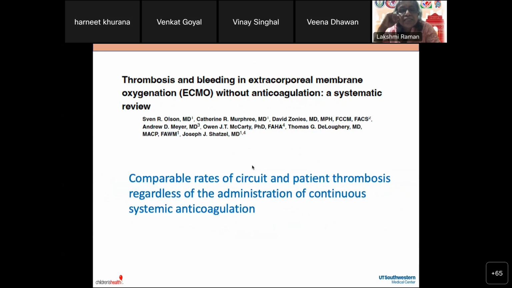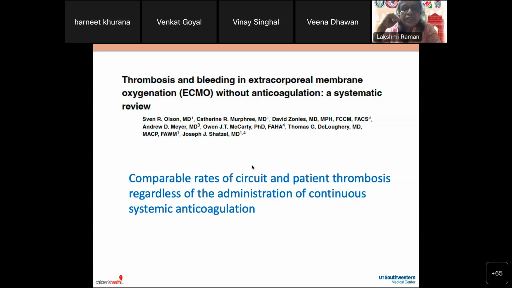So this was a nice systematic review done in adult patients where they looked at thrombosis and bleeding in patients with anticoagulation versus no anticoagulation. It was very interesting, and I would recommend that people read this paper. They found that circuit and patient thrombosis rates were actually comparable regardless of the administration of continuous systemic anticoagulation. I'm not suggesting that you don't need anticoagulation, but it is certainly something for us to consider, especially when you have a bleeding patient.